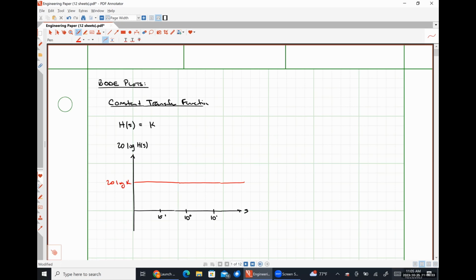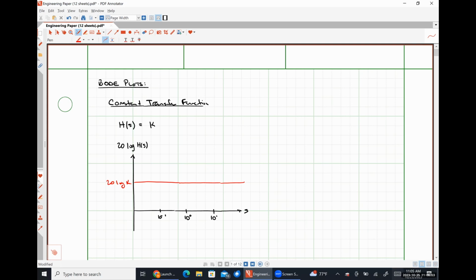Okay. So if we ever have a transfer function that is just a constant, it does not depend on s, our magnitude response is simply just that number in a decibel scale.